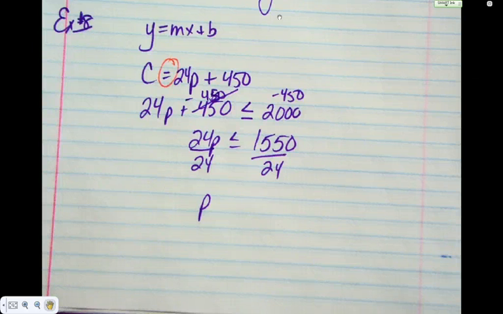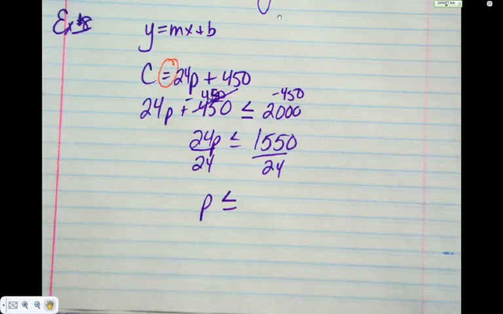Flip or no flip? No flip. Why not? No negative. Didn't divide or multiply by a negative.